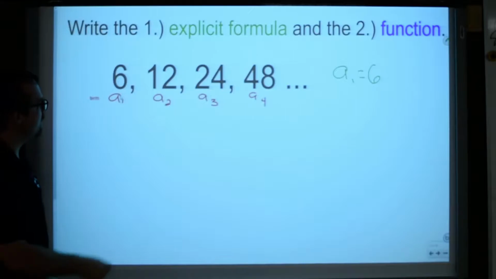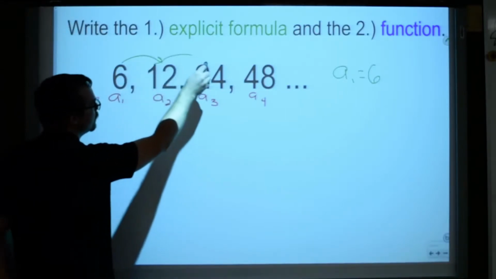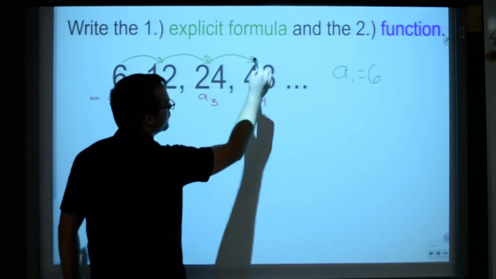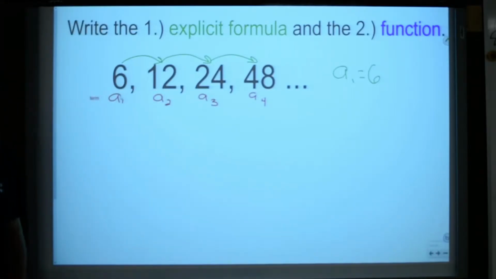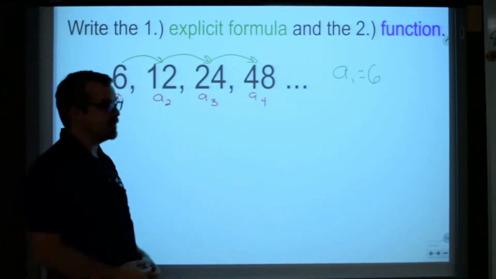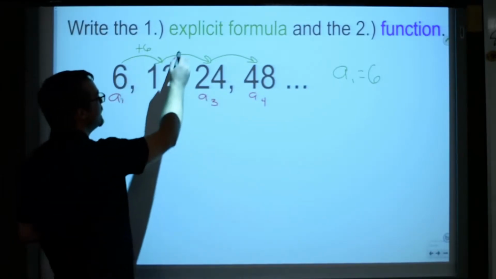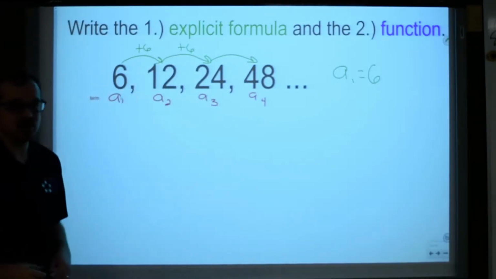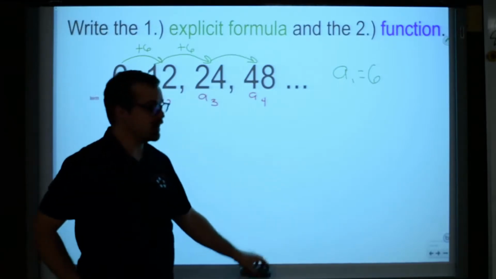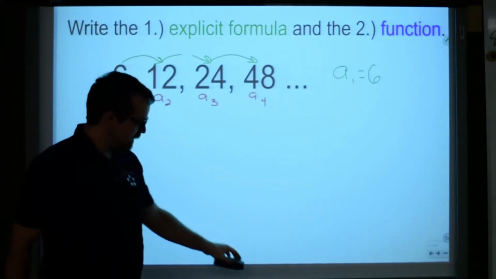So let's get started. How do you go from 6 to 12, and then from 12 to 24, and 48, and so on and so forth? Well, let's try addition first. Let's see if this is arithmetic. If we add 6, that would get us to 12, but if we add 6 again, that gets us to 18, not 24. So addition is not going to work, which means this is not arithmetic.